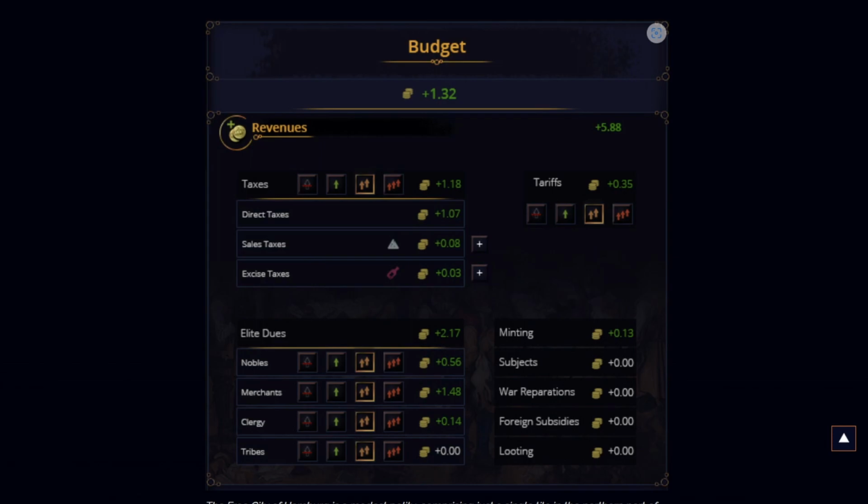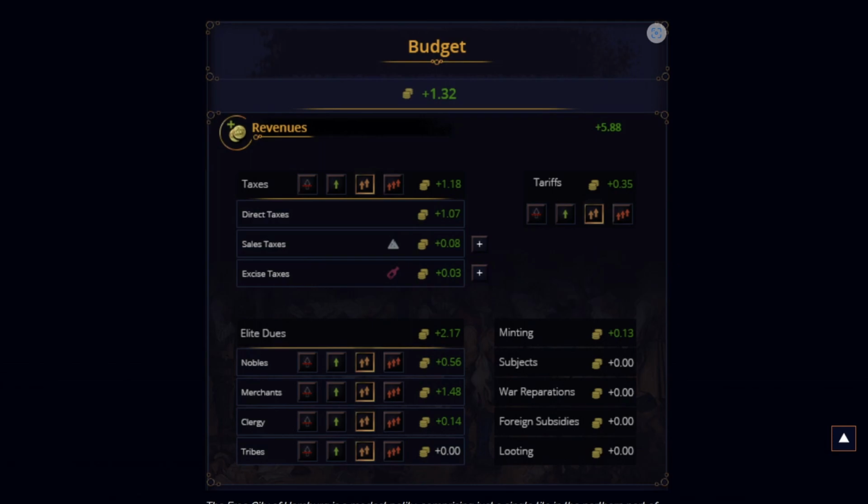So that's obviously where they're making the bulk of their money. A little bit of minting, so they are printing a little bit of money for that tiny bit of inflation and just, you know, some nice income. Subjects, obviously they don't have a subject, so they're only small, but if you're a large nation, you would do. War reparations, I guess plus or negative, depending if you're paying them or receiving them. Same for foreign subsidies, I guess, if you're paying subsidies to someone else or you're receiving them.